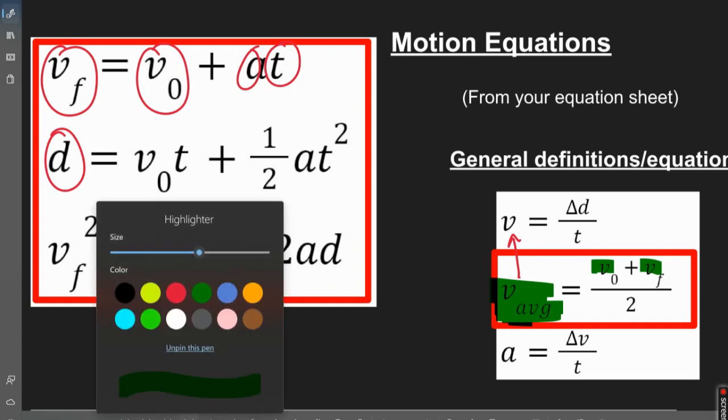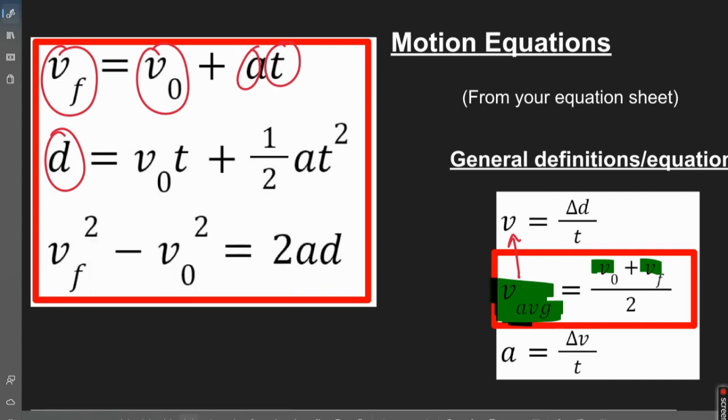These other 2 over here, this is just the definition of velocity. It's your displacement over time. And this is the definition of acceleration. It's your change in velocity over time.